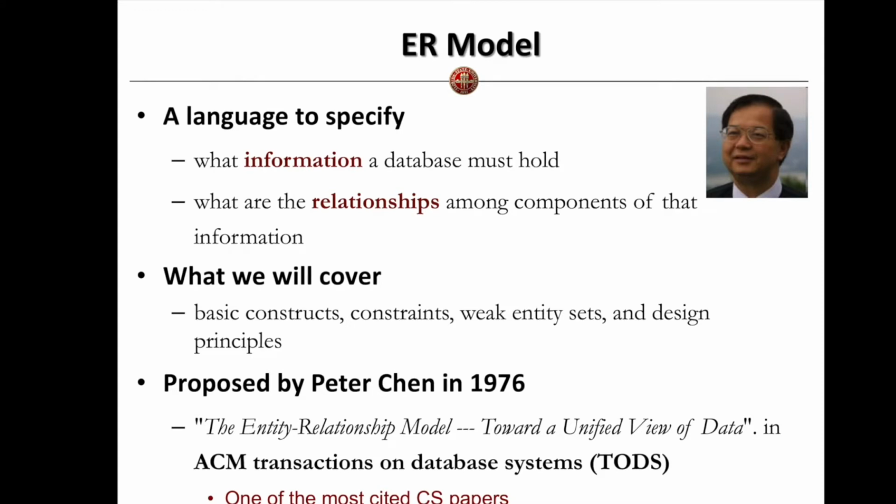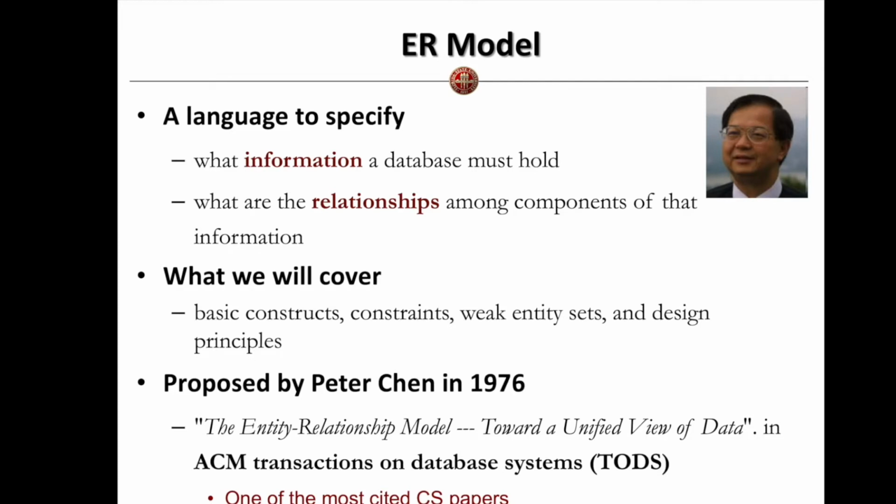So the ER model is a language to specify what information a database must hold and what the relationships are among the components of that information. It denotes the entities and the relationships. We need to cover lots of things in this section, including some basic constructs, the constraints, and what we can set as design principles. We introduce them one by one in this section in great detail.